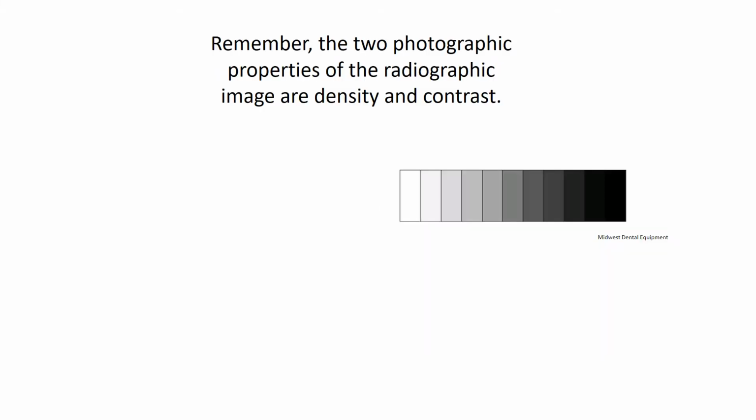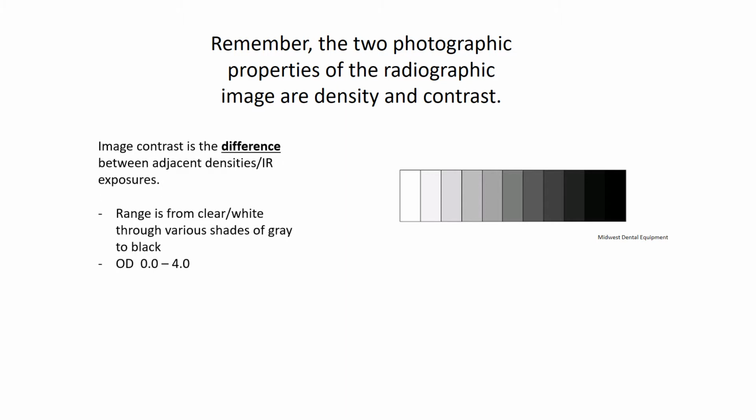Hello everyone, today we're going to talk about radiographic contrast as part of our RADS.102 course. Remember, we've got different properties that create the radiographic image. We've got our photographic properties, which are image density and contrast, and then we also have our geometric properties, which are detail and distortion. In our last unit, we talked about density. We're going to move on now to contrast.